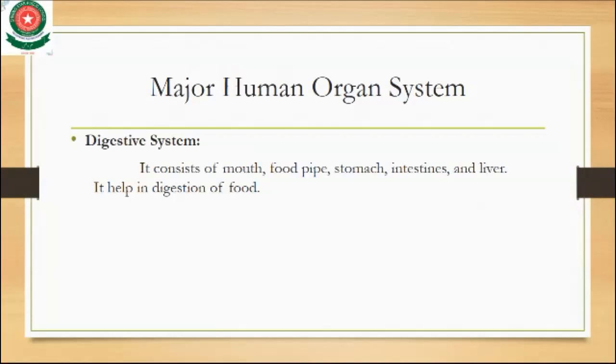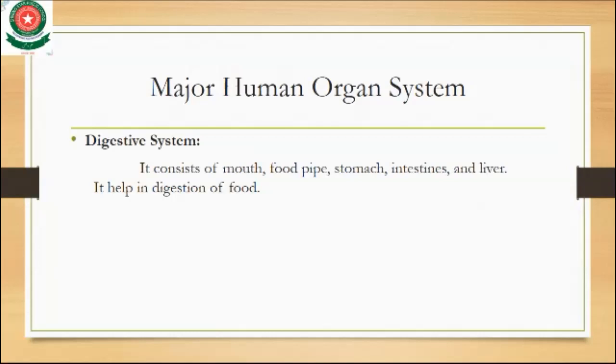The first kind of human organ system is the digestive system. What is the function of the digestive system? It consists of the mouth, food pipe, stomach, intestines and liver. The main work of the digestive system is that it helps in the digestion of the food.